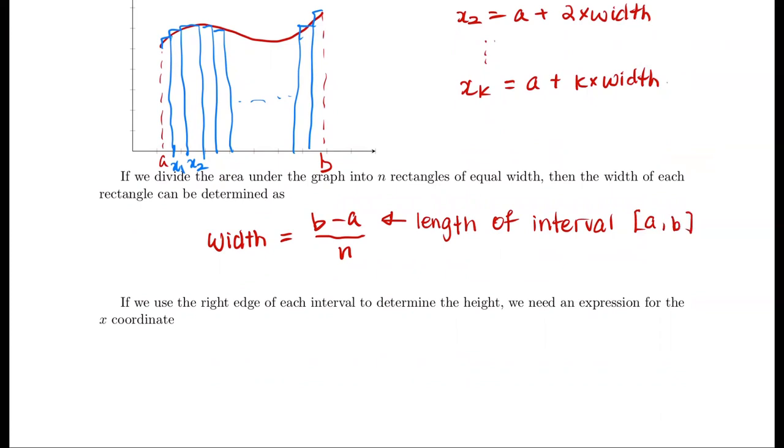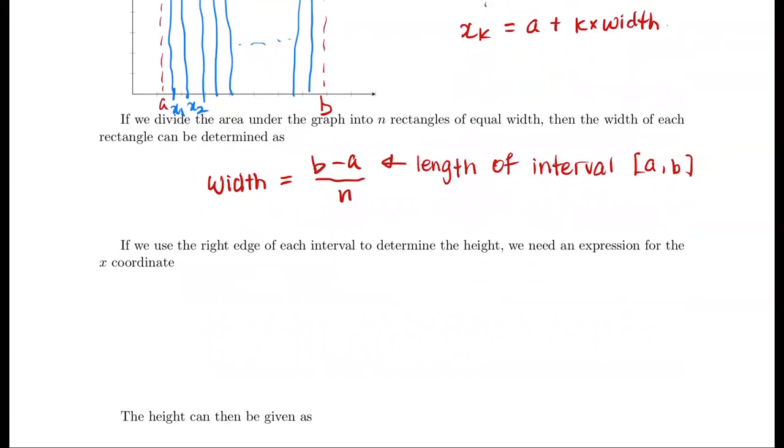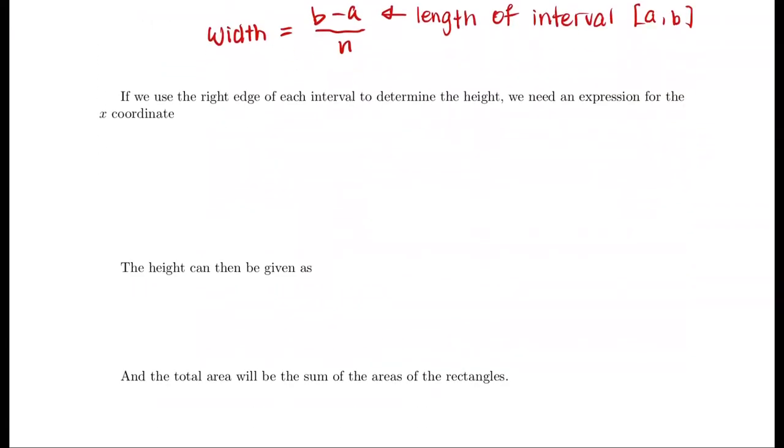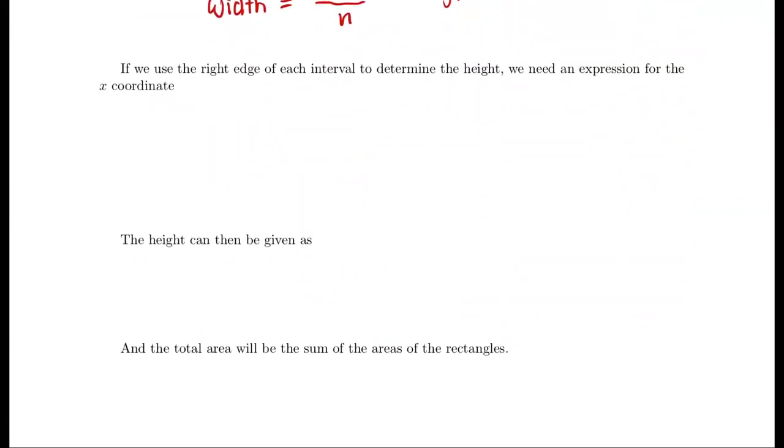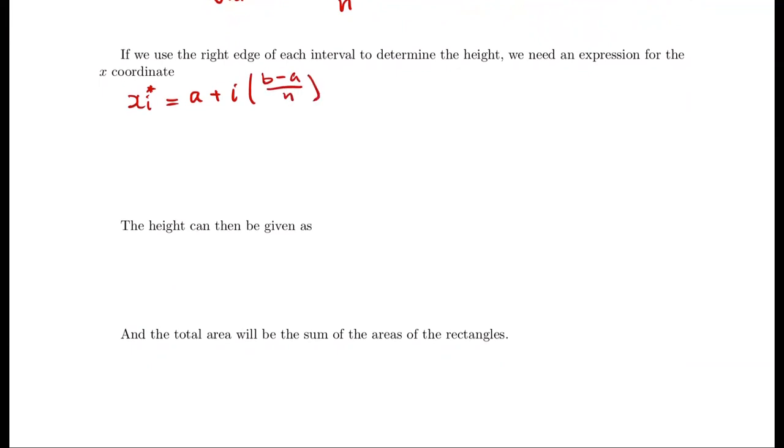All right. So if we use the right edge to determine the height, we need an expression for the x-coordinate. So we're actually just going to be denoting the x-coordinate by xi star, which is equal to a plus the ith coordinate times b minus a divided by n. Or more in general, we would use k, but that doesn't really matter here.